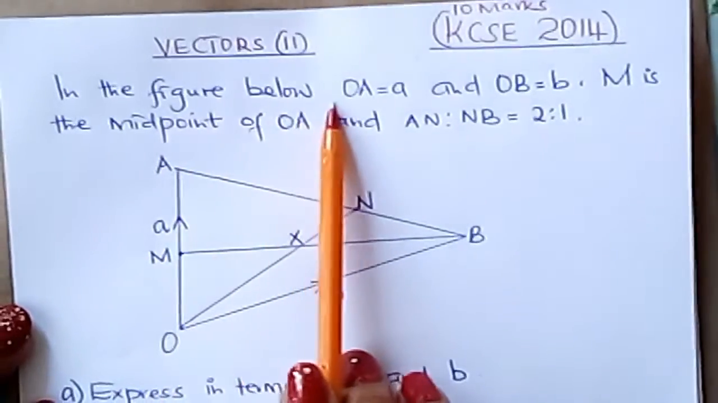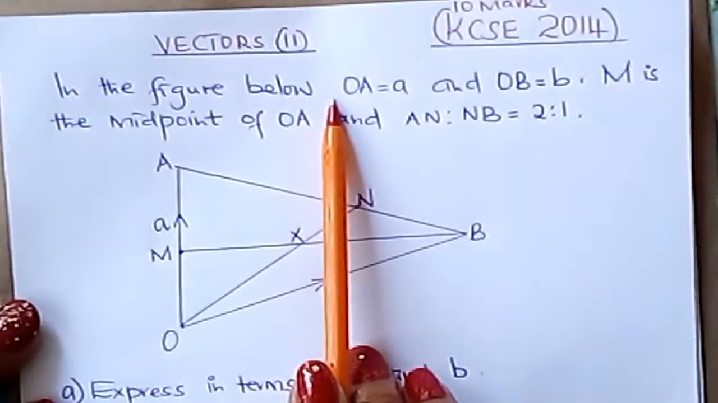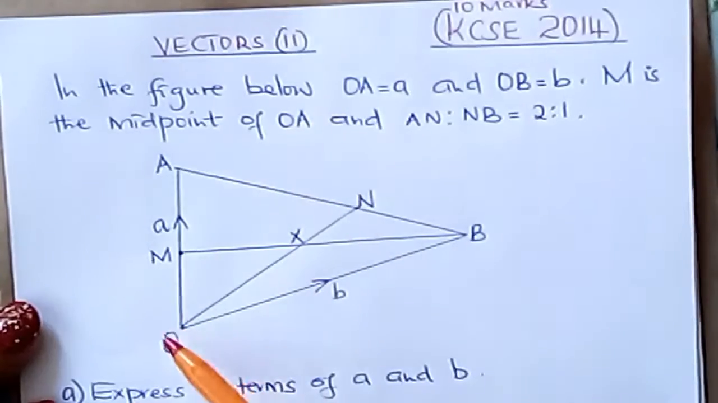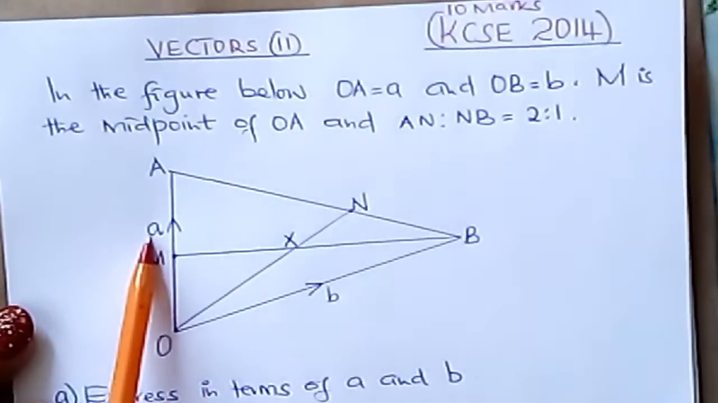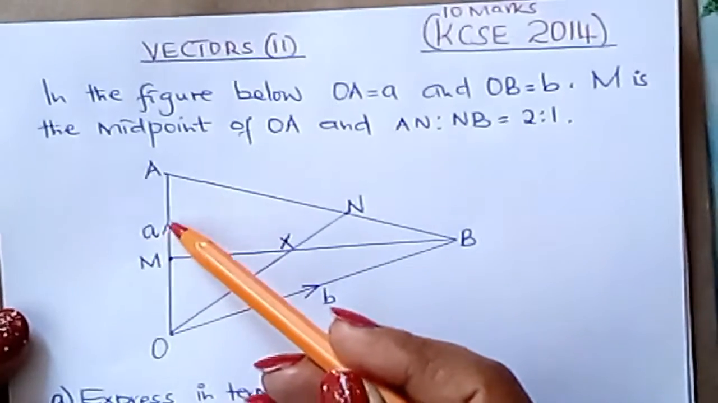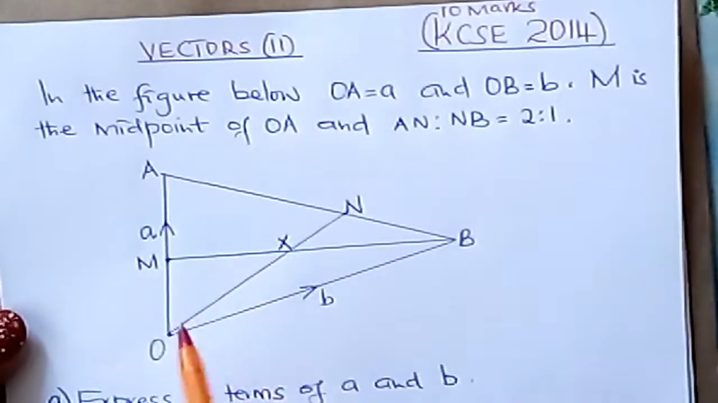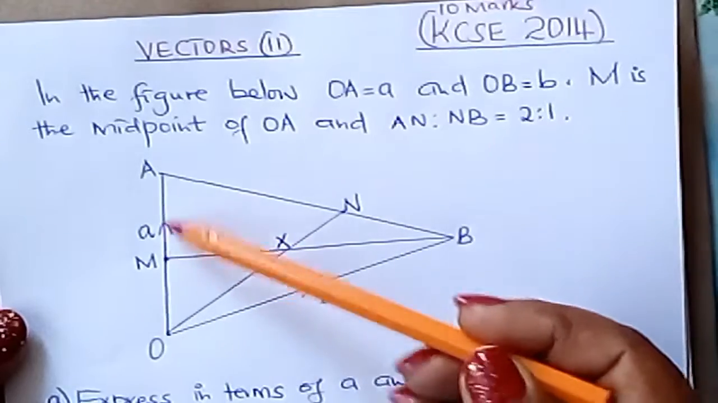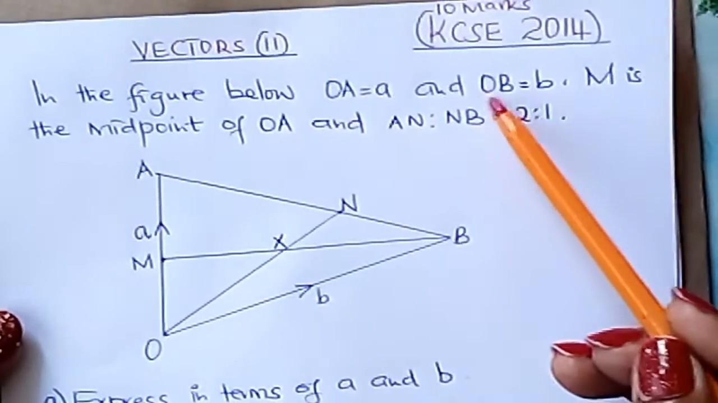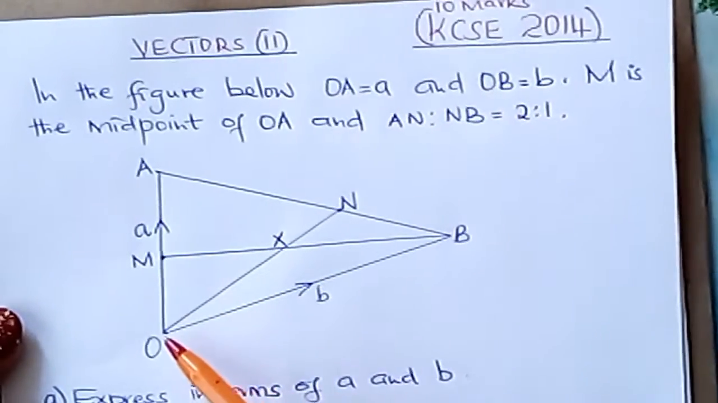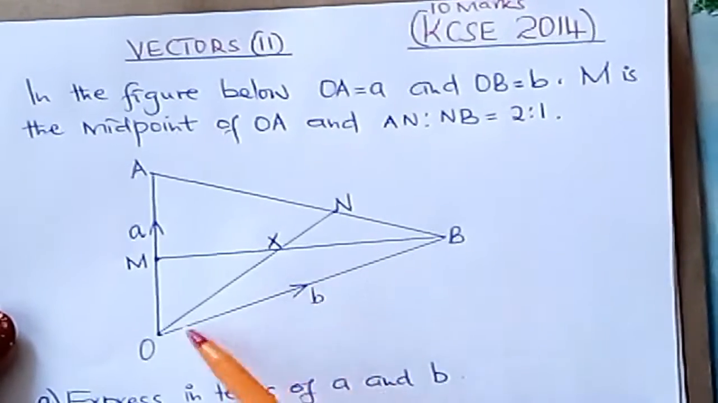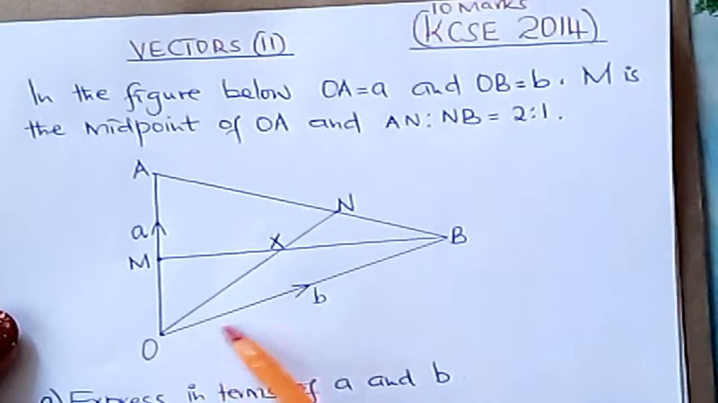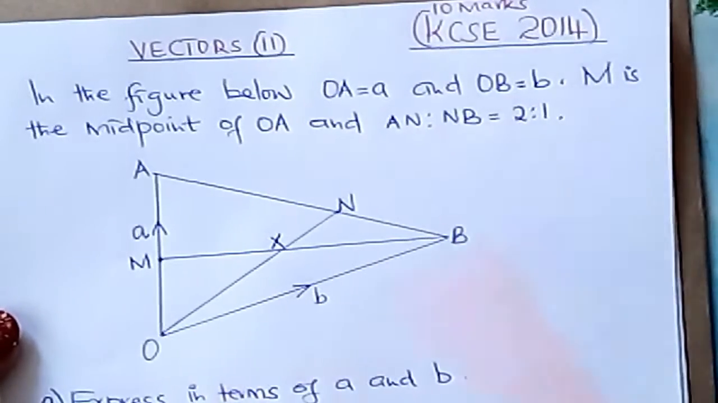In the figure below, you read carefully. OA is a. It is here, and there is an arrow, OA, an arrow heading to A. OA is a, and OB is b. You confirm, OB is small b, and there is an arrow heading to B, meaning that this is vector OB.